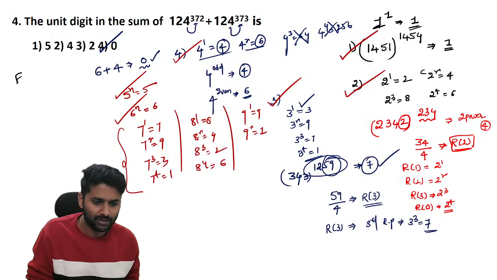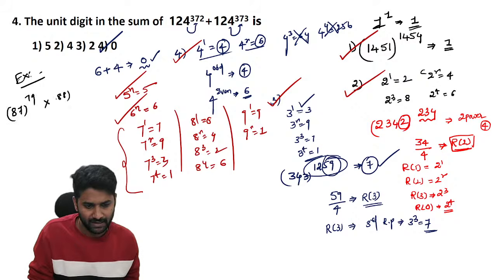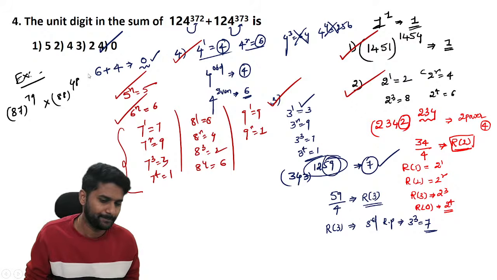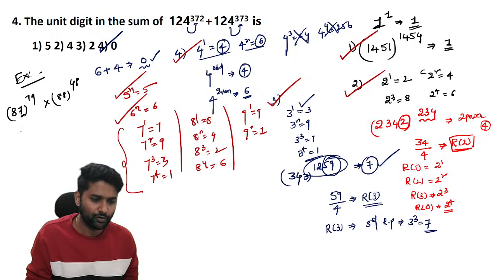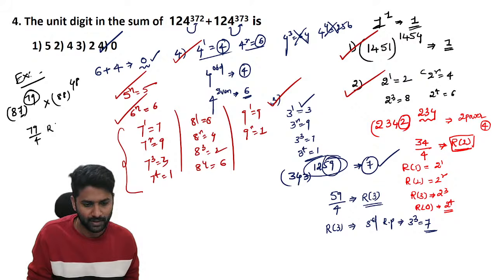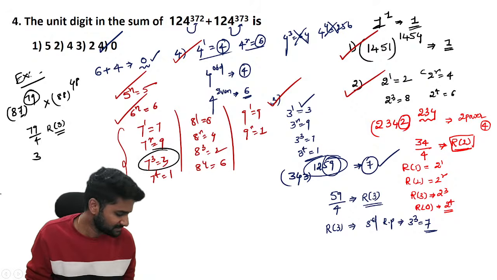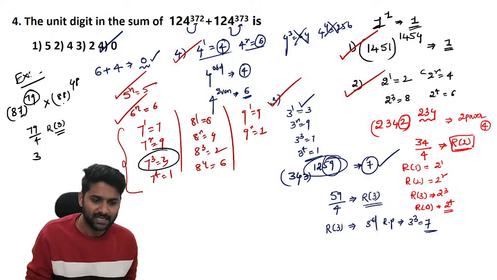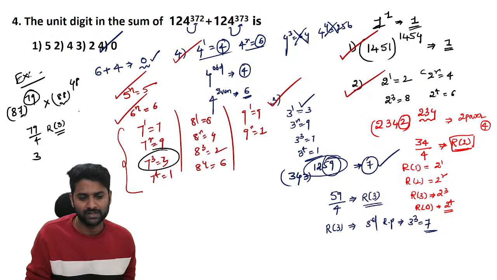One example only. 87 whole power 79 is multiplied with 88 power 48. As you know that for 7, 4 values are repeated. Take the power divided by 4. Remainder is 3. If remainder is 3, your answer is 7 cube. 7 cube is 343.